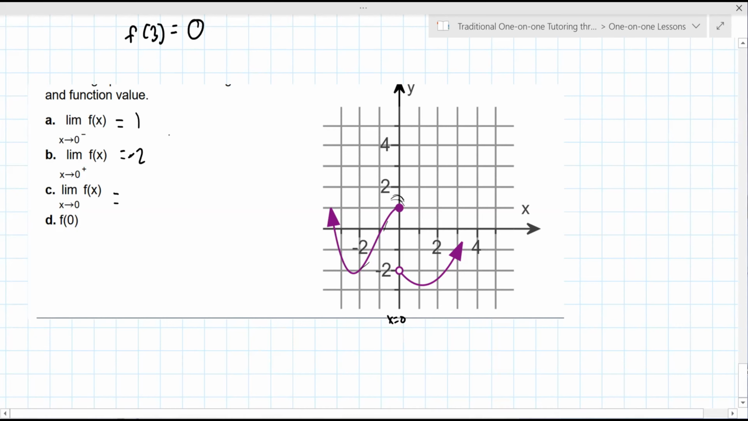Now, I think the third question, we'll call it C, should be, what is the limit as x approaches 0 of f of x? And since they're not the same, it does not exist.